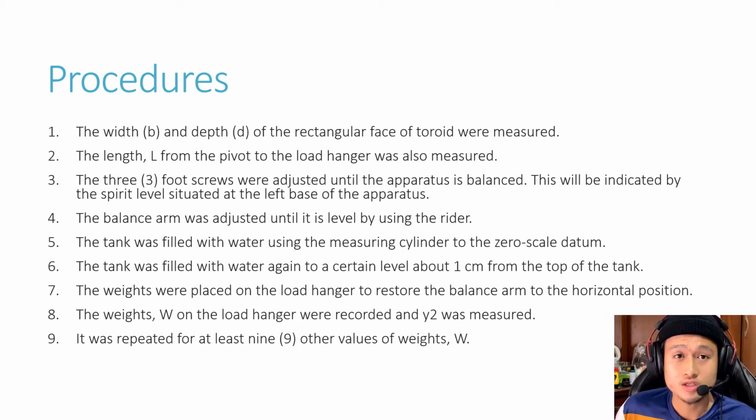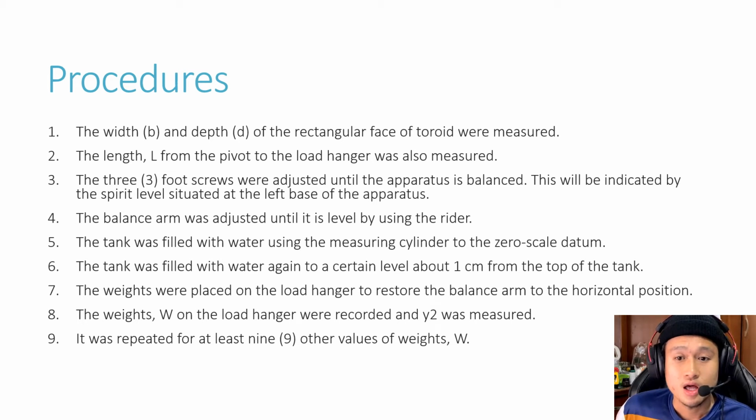So moving on to the procedures of this experiment. Firstly, the width and the depth of the rectangular face of the toroid were measured. Secondly, the length from the pivot to the load hanger was also measured. Third, the 3-foot screws were adjusted until the apparatus is balanced. This will be indicated by the spirit level situated at the left base of the apparatus.